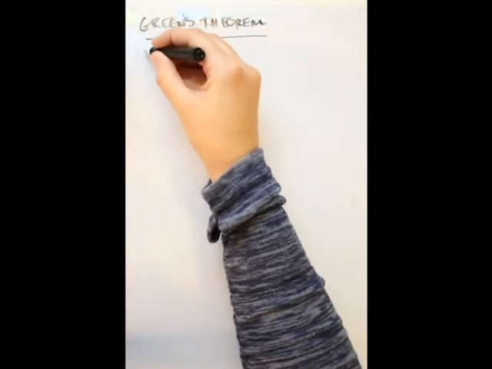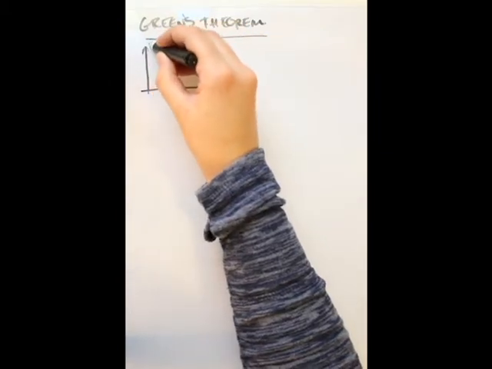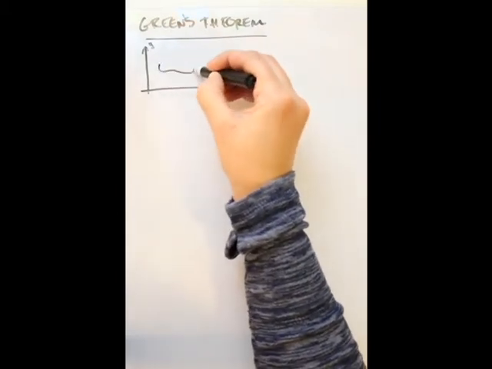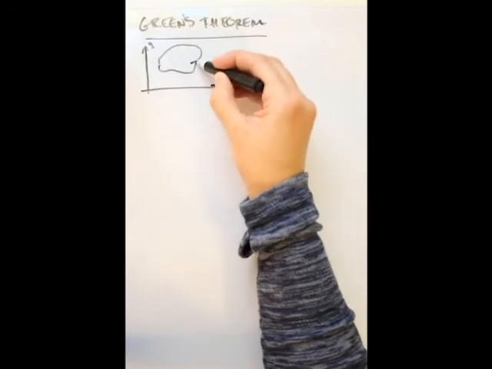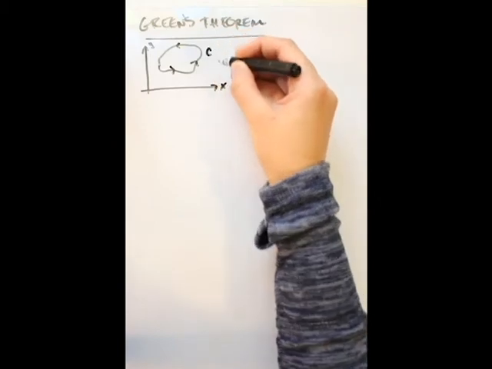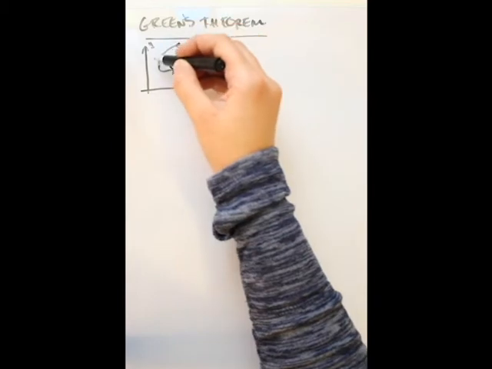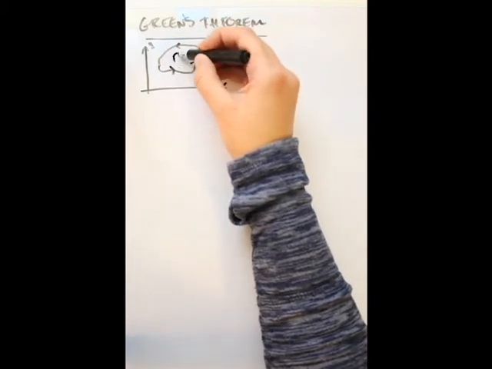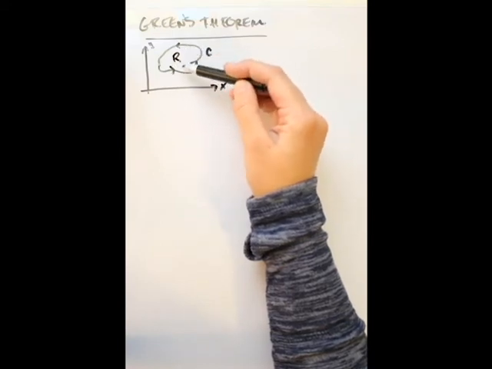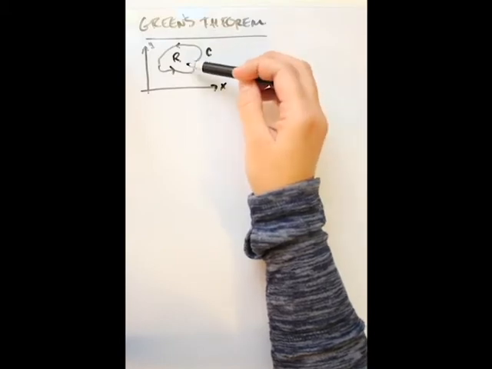First, let's consider a region R in the xy plane that's going to be enclosed by a curve. We'll call it C. This curve C is a simple, closed, counterclockwise oriented curve enclosing the region R. R is a simply connected region, meaning there are no other parts of R elsewhere and there are no holes in R.